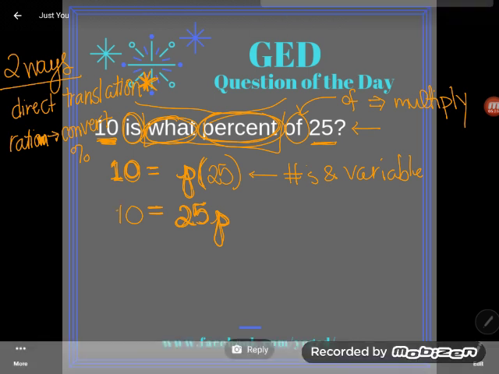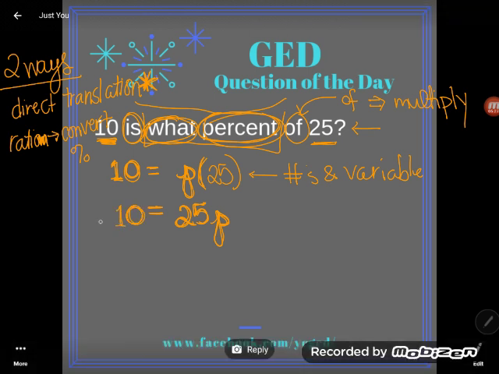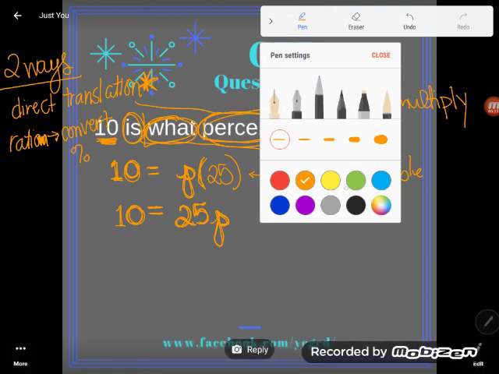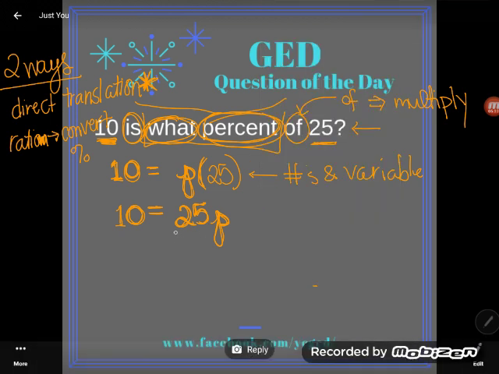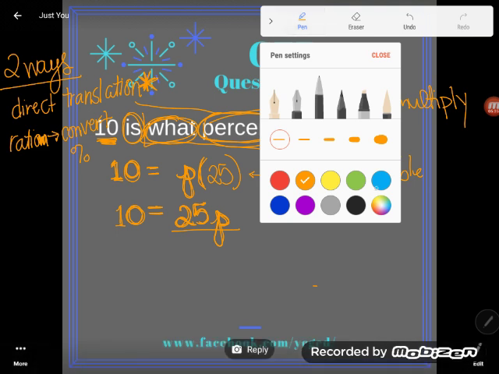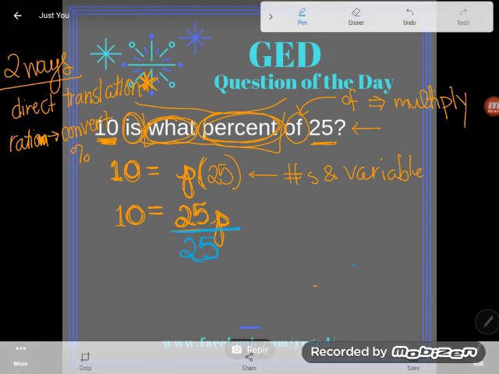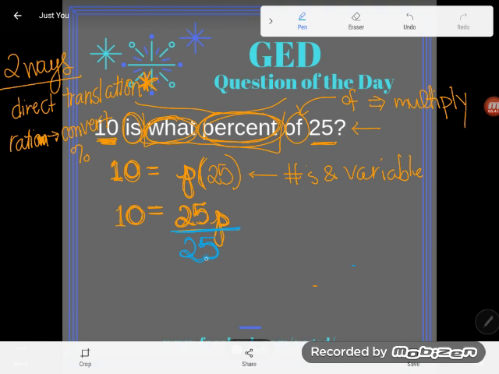And hopefully you guys have solved one-step equations before. And you can see that in order to get p alone, I need to do the opposite of what's happening here. I need to divide away the 25. Now, if you have no idea what I'm doing right here, that means you need one-step equations. Go check out the full-length class video on that.